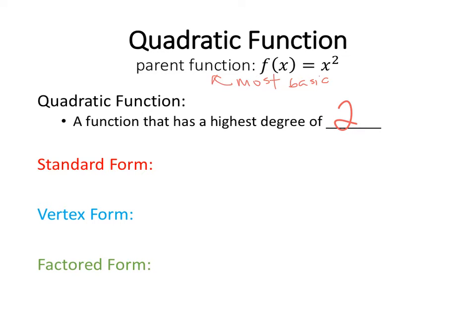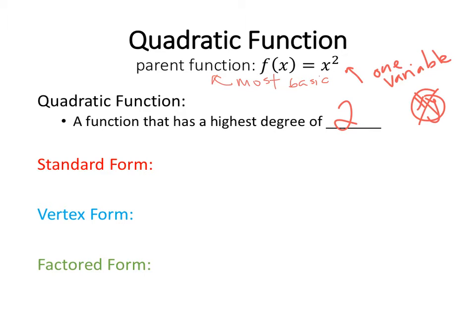Now it could be one term, it could be two terms, it could be three terms. It doesn't matter as long as the highest degree is 2. It's something that we're going to consider quadratic. Now one thing that we need to mention is we're only going to be working with one variable. If we see more than one variable, like xy, that's technically a degree 2, but that's not going to be a quadratic. That's going to be something completely different.